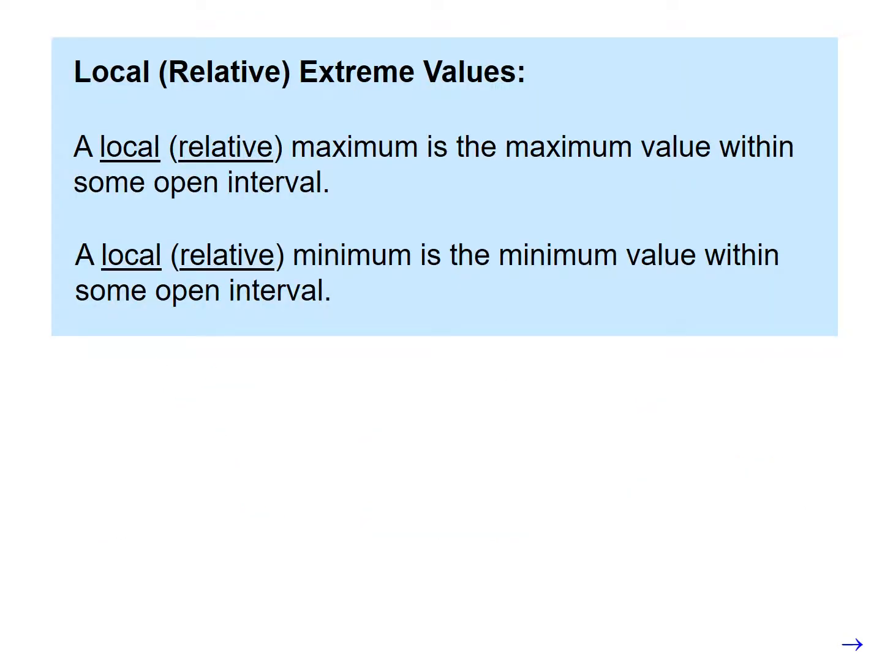Okay, we can also have what we call local or relative extreme values. So these aren't necessarily the largest number overall, but within some open interval. So in relation to the points nearby, it's the largest or the smallest value.